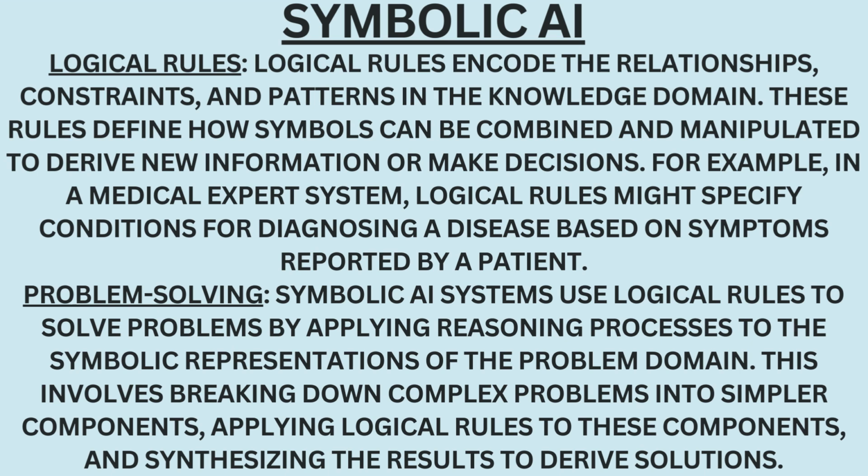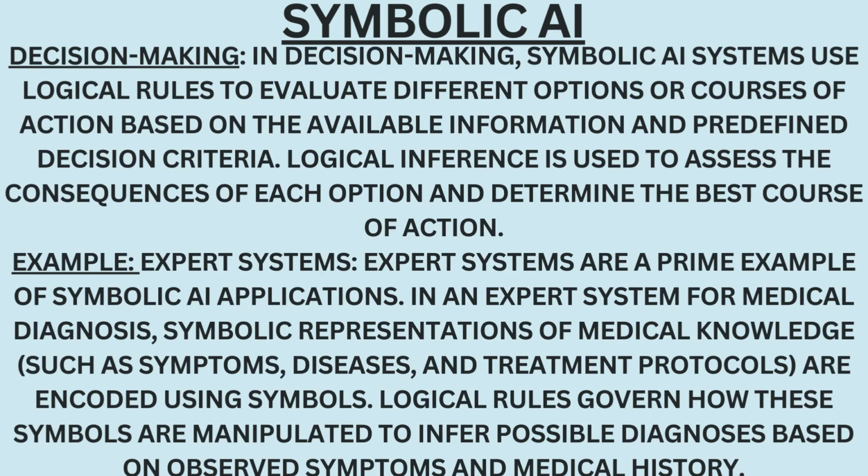Problem solving. Symbolic artificial intelligence systems use logical rules to solve problems by applying reasoning processes to the symbolic representations of the problem domain. This involves breaking down complex problems into simpler components, applying logical rules to these components, and synthesizing the results to derive solutions.